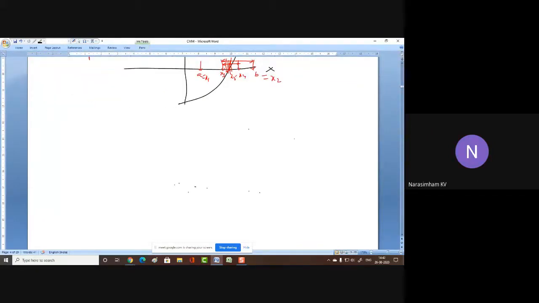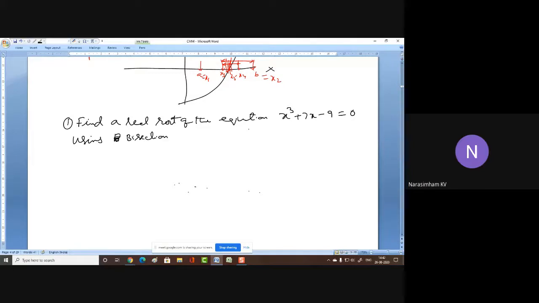Okay, first question. Using the bisection method, find a real root of the equation x cube plus 7x minus 9 equals 0, using the bisection method with 3 decimal points. Take only up to 3 decimal points, no need to take more, because this is the first question.